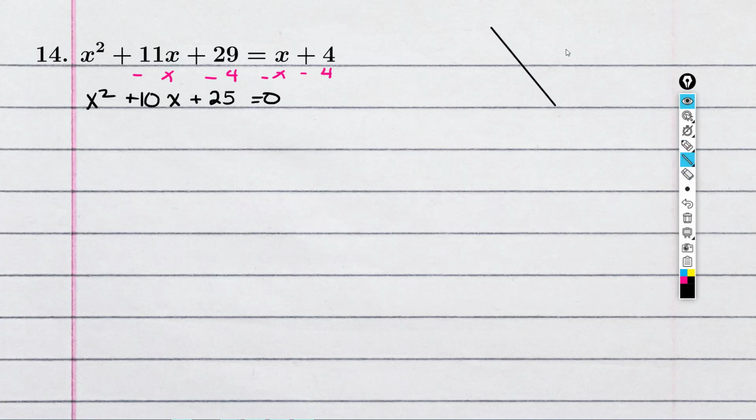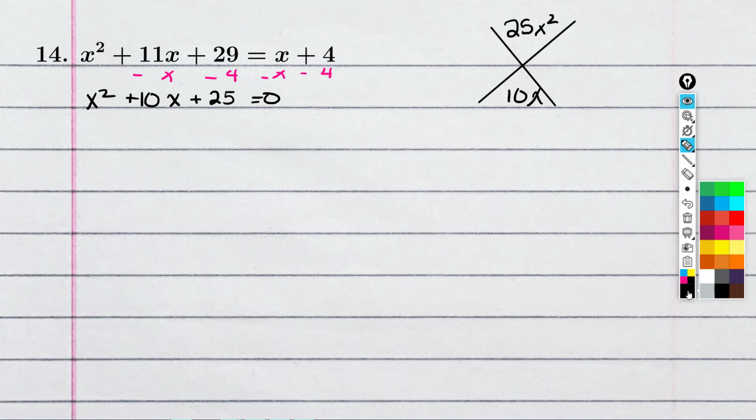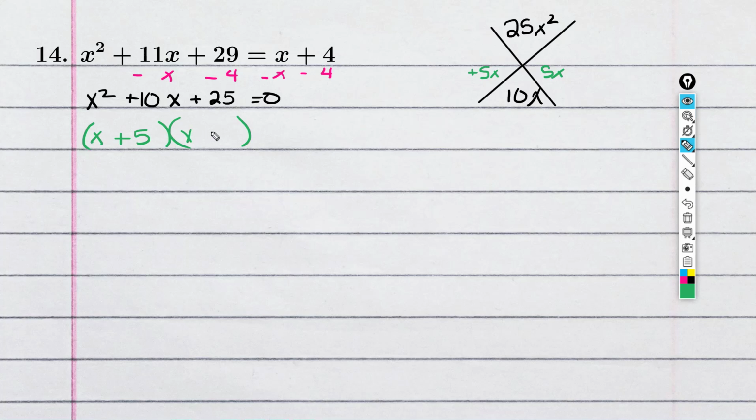So when we do our x, because we have three terms, there is no GCF on this one. Our product is 25x squared. Our sum is 10x. Well, when I think about it, what two things can multiply to give me 25 that would add to give me 10 is 5x and 5x. So I have, because my a is 1, I can go straight here, x plus 5 equals 0. And that's not the best way to write this.